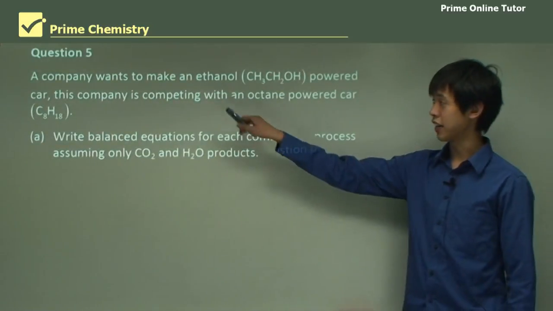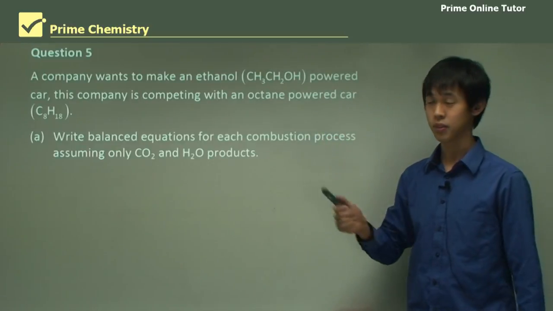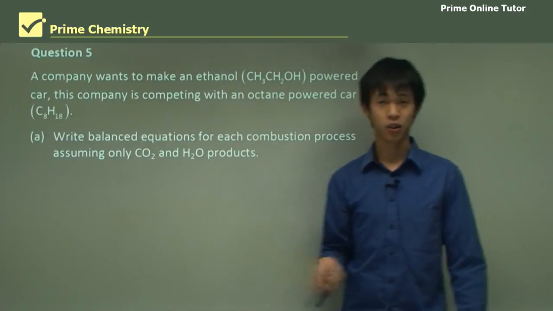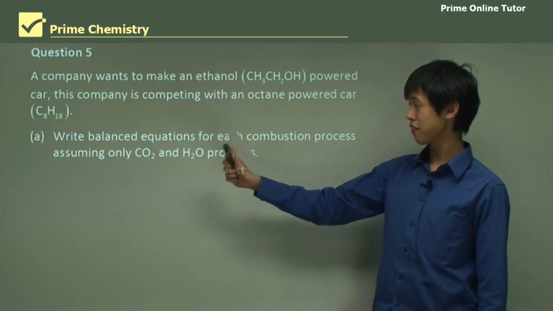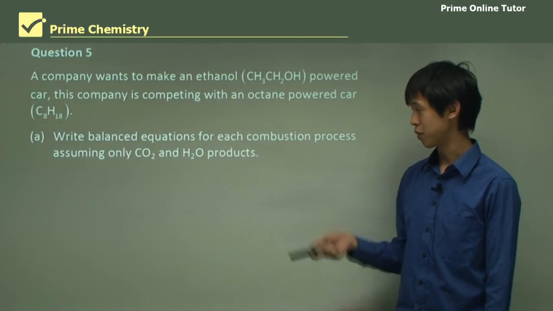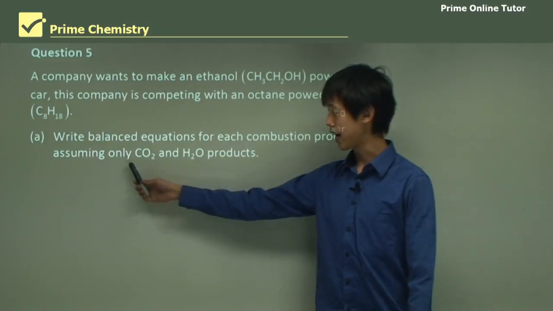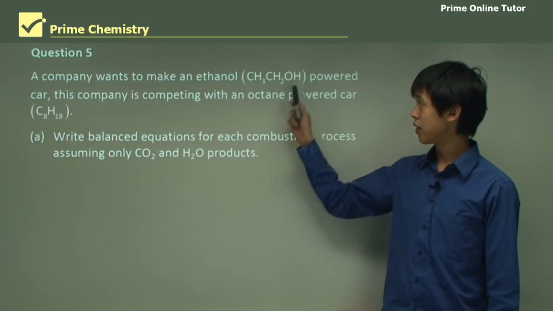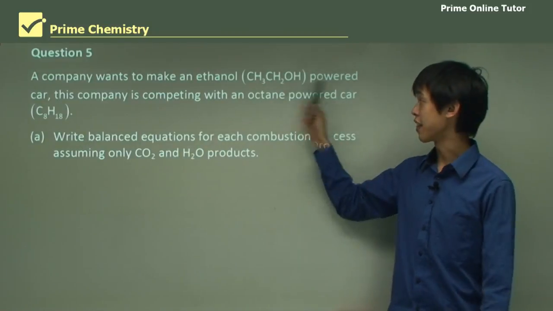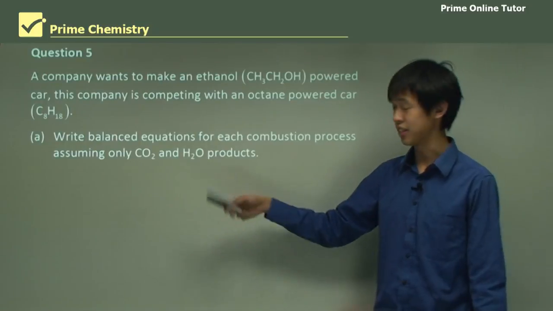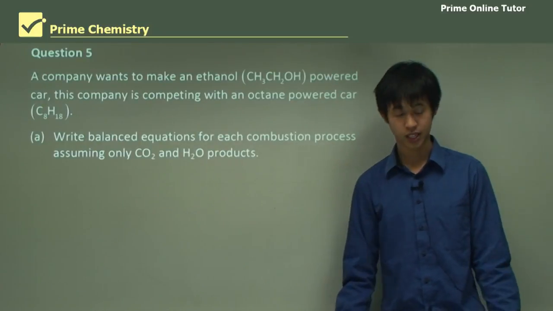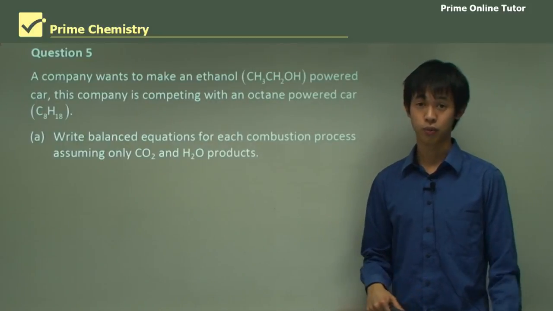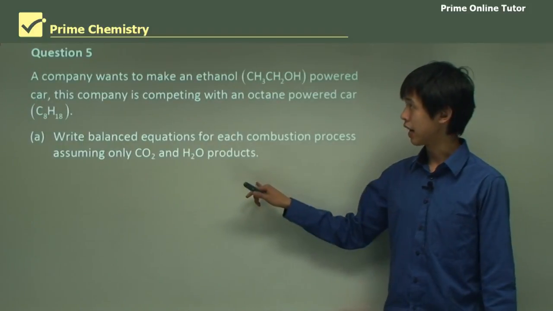So question 5, a company wants to make an ethanol-powered car. So ethanol is a fuel. And it's competing against these octane-powered cars, octane also being a fuel. So what we have to do is write balanced equations for each combustion process, assuming that we only have carbon dioxide and water as the products. Okay? So we already did the ethanol reaction in the previous lesson. So we did this exact process in the last lesson. So if you want to see that done again, just watch that video, which is the previous mole one.